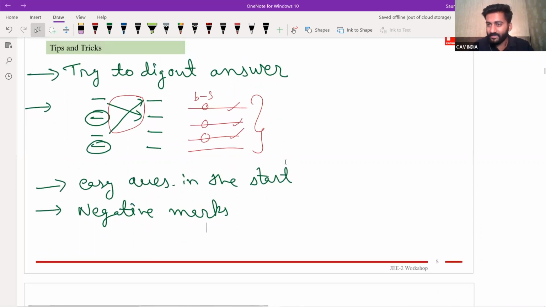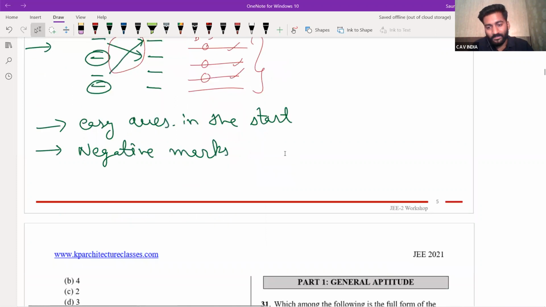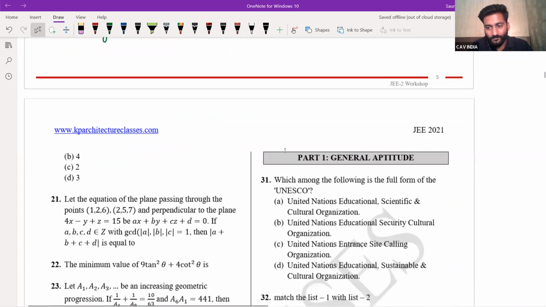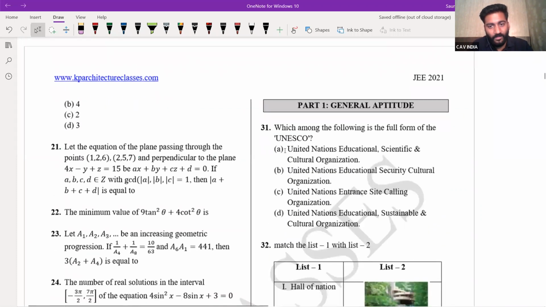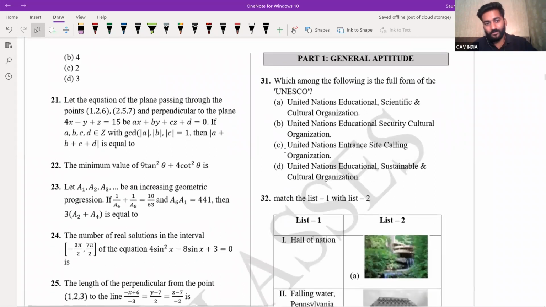If anyone has any doubt till now, they can ask. Otherwise, we'll now start with the questions. And for that part, like I discussed, I'll discuss with you the aptitude part and the drawing part. So we'll leave out these maths questions.